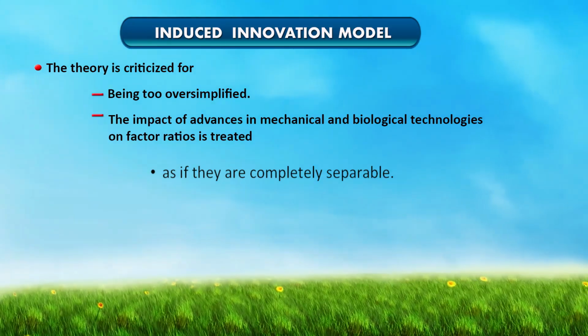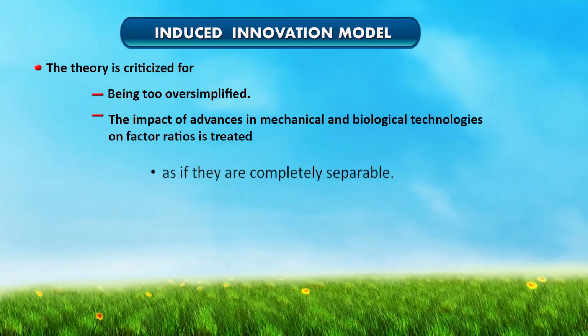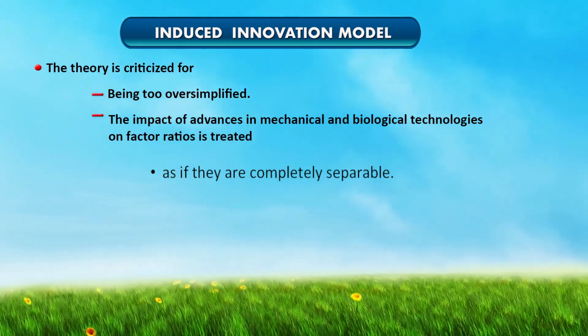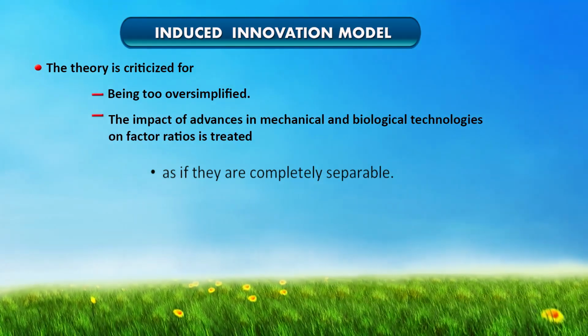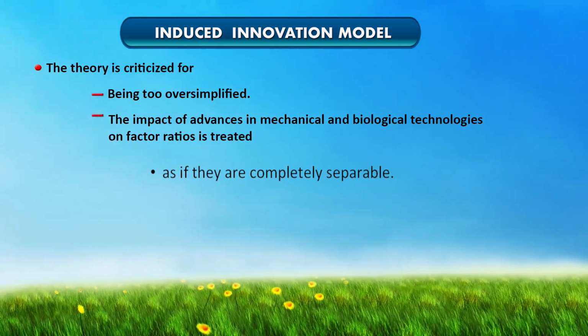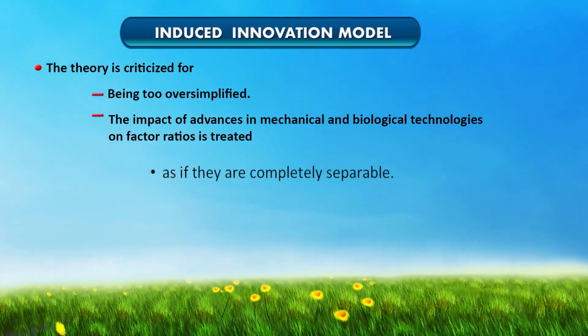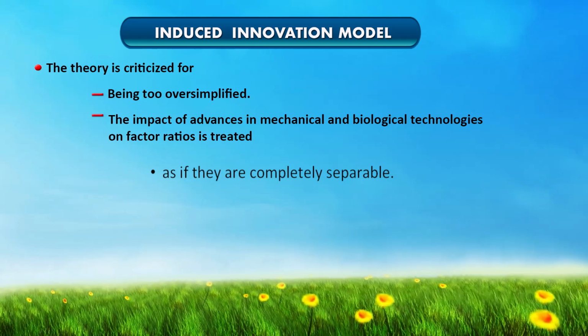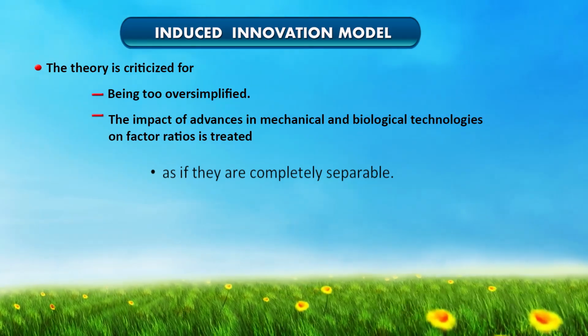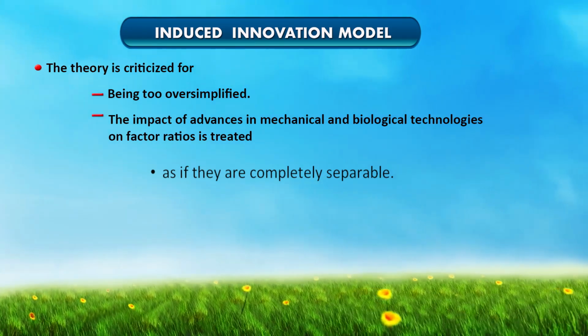So Hayami and Ruttan explained the role of mechanical farm machinery in the US, and in Japan they explained the role of advances in the biological sciences, and they treated these two as separate technologies, but they cannot be separated. They are used in combination in the agricultural production process.